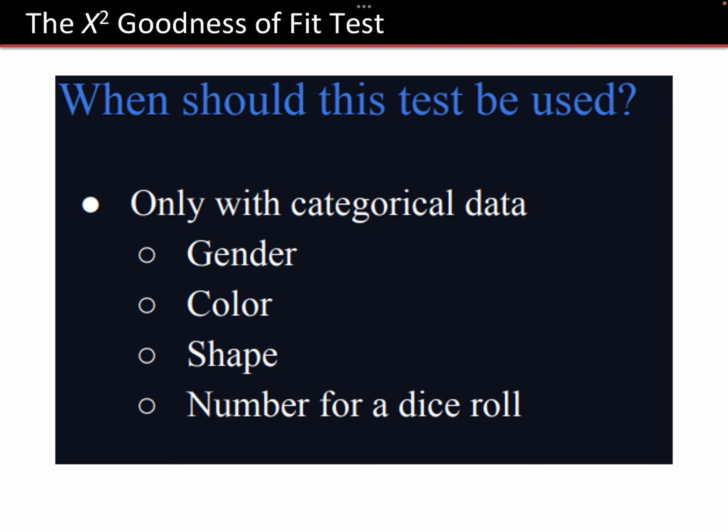And the chi-square goodness of fit test, just as with the chi-square test of independence, typically looks at categorical data, which is data that can be categorized. So like gender, that can be categorized into males or females, or colors, the type of colors that you like. Again, that can be categorized. Shapes, or even numbers for a dice roll, could all be categorized in a way. So these are some examples here, but it's not an exhaustive list.